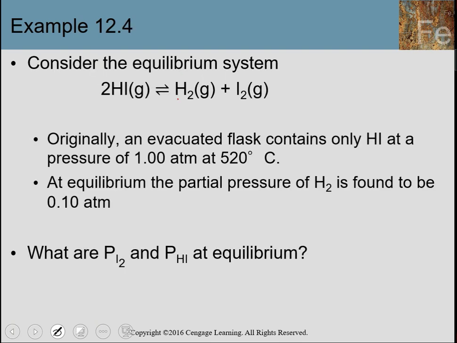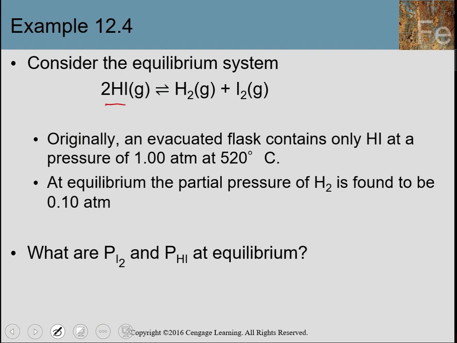Here's another equilibrium. Again, you notice they're all gases. There's no solids and no liquids in this one. Originally, and that's not at equilibrium, it only contained hydrogen iodide. And the pressure of hydrogen iodide was just 1 atmosphere. That's it. And then it went to equilibrium. It tended to shift in a way that you started to make some H2 and I2, while at the same time remaking the HI until it reaches equilibrium.